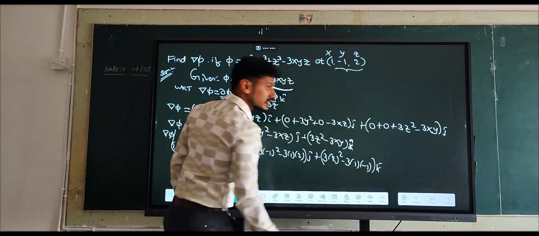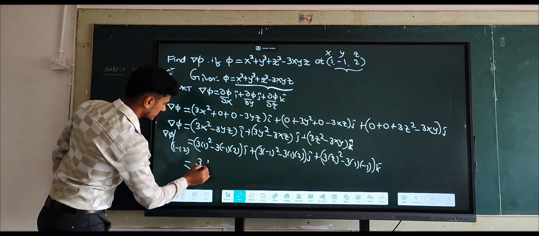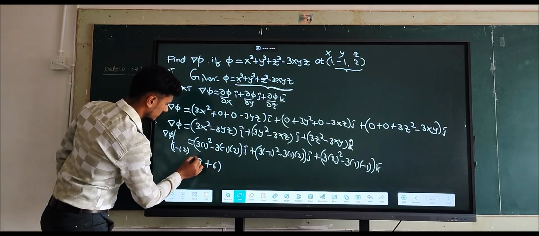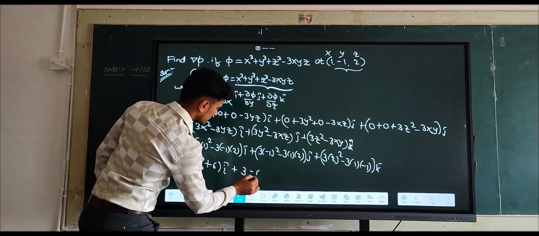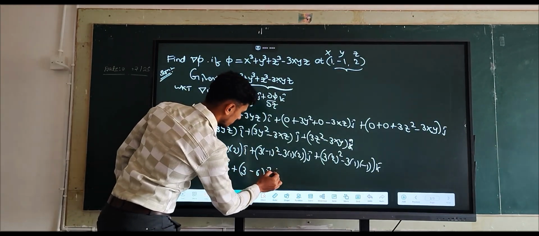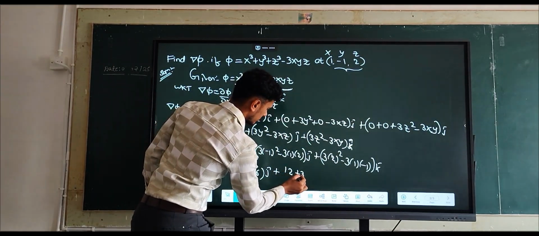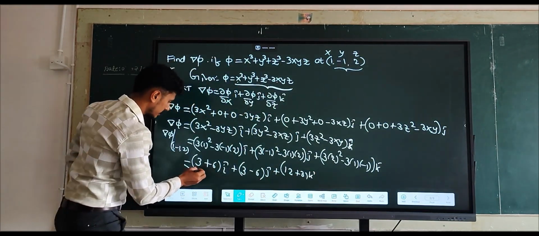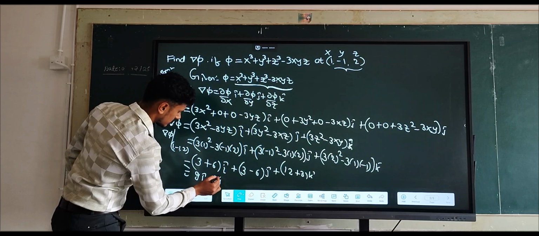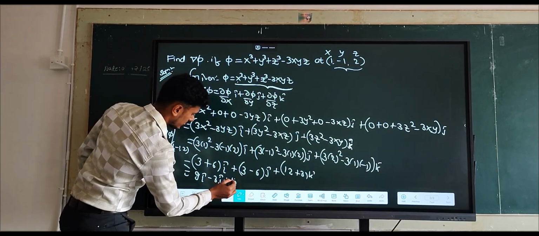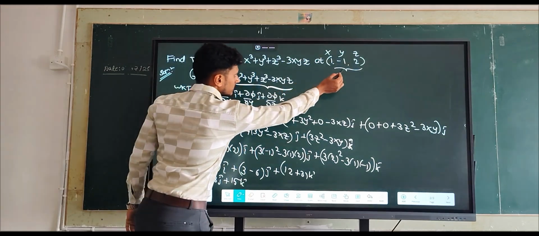Now the final step of the problem is we just simplify it. So 3 into 1 square is 3, and this is plus 6 along i cap, plus this is 3 minus 6 j cap, plus 3 into 2 square, which is 12, plus 3 with respect to k cap. And hence the last step is what? This is the gradient of the given scalar point function at the given 3 points, that is 1, minus 1 and 2.